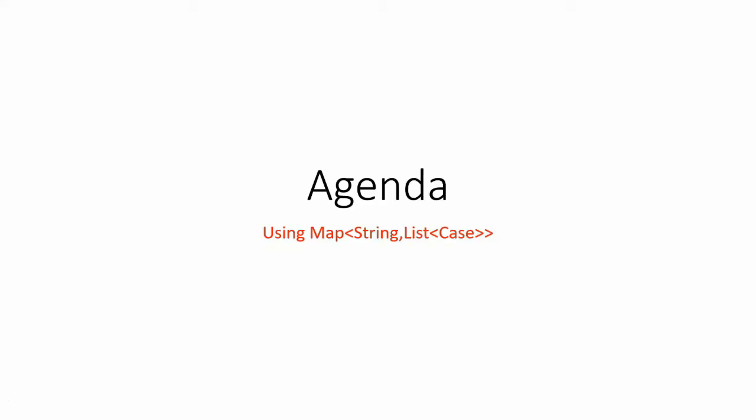So, in continuation to the previous video of mine wherein I showed the basic use case wherein we should use a map instead of a nested for loop, I'm going to show you further how to use a list of records within the map. So here you can see the type of the map: the key is a string, but the value is a list of records. So let's quickly see how.